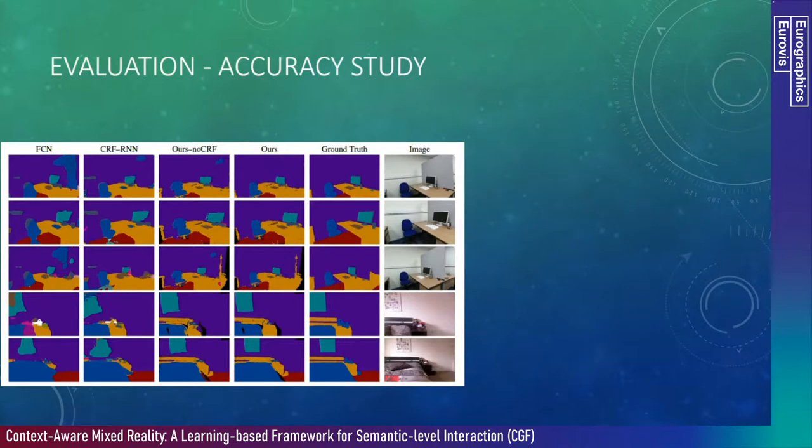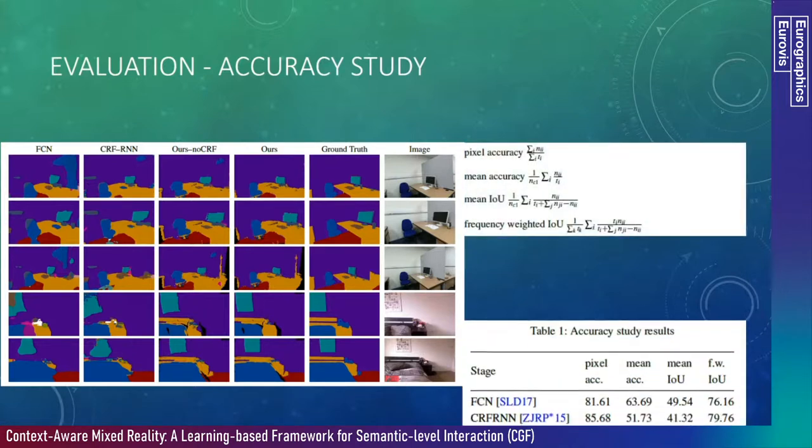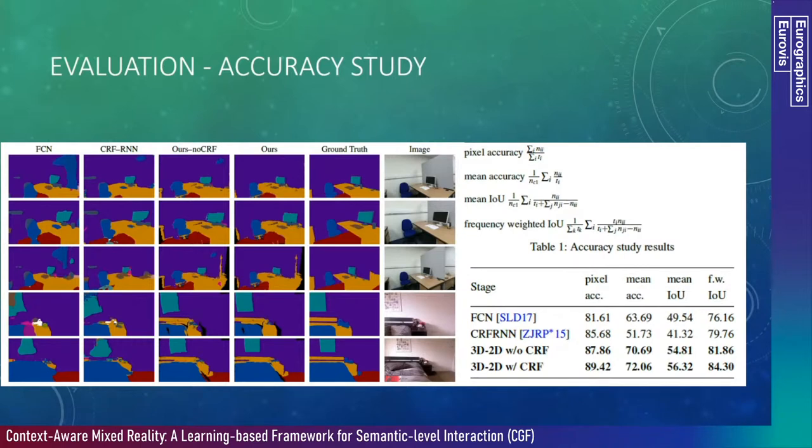So here shows our accuracy study. We compare our method with FCN, CRF-as-RNN, and also our method without CRF refinement. We can see that our final result is much better than FCN, CRF-as-RNN, and ours without CRF refinement, and our result is closer to the ground truth. For the quantitative study, we compare pixel accuracy, mean accuracy, mean IOU, and frequency weighted IOU. All these metrics show that our method outperforms FCN and CRF-as-RNN.